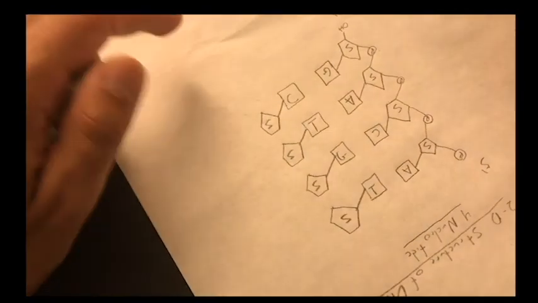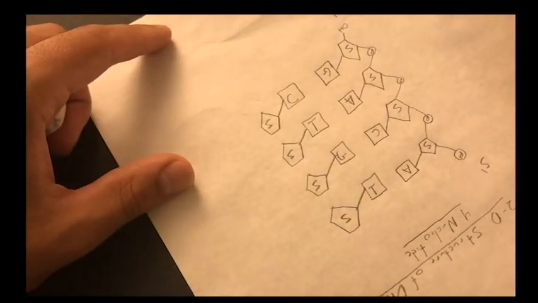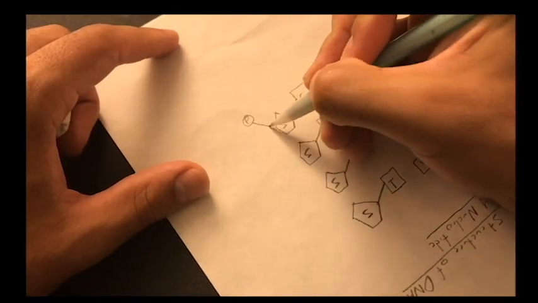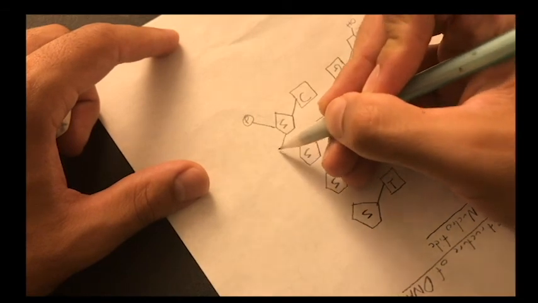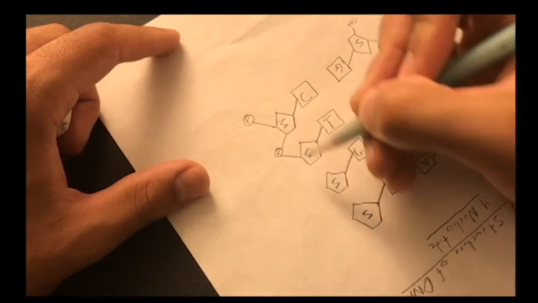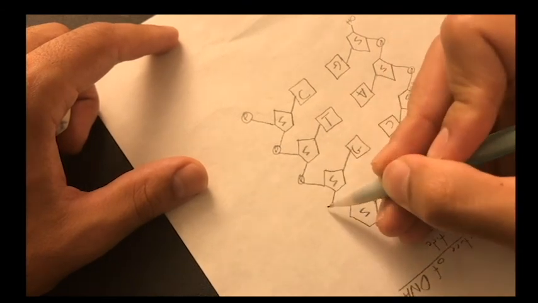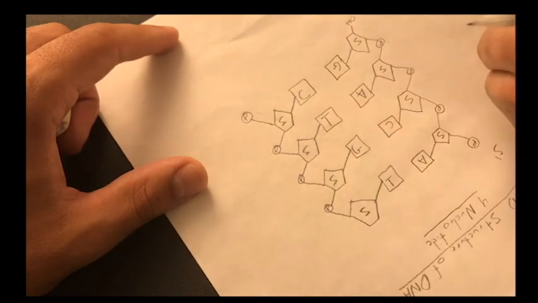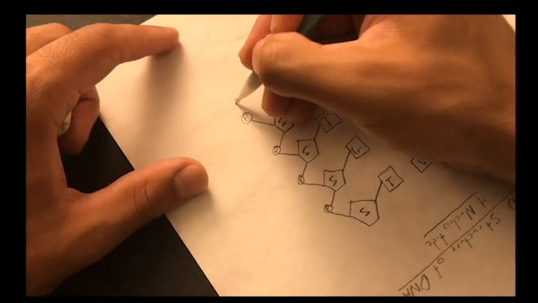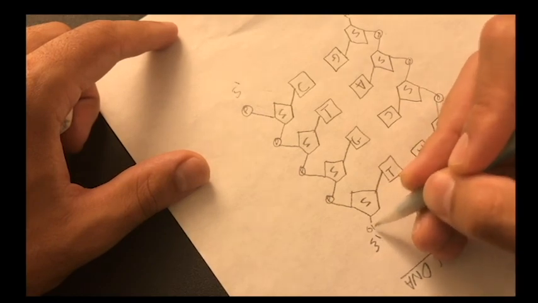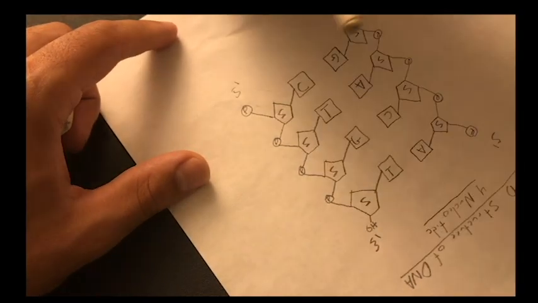So then we got to do our phosphate. So we're going to do a P here, connect, second phosphate, third phosphate, fourth phosphate, 5', 3', and then with the hydroxyl group. Now we're going to flip this back over. This is our anti-parallel DNA molecule.